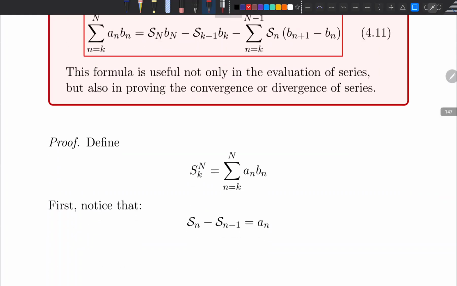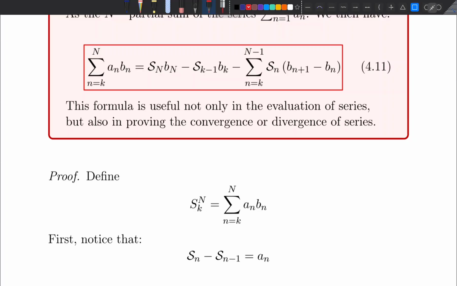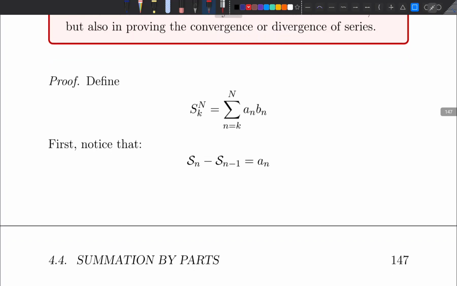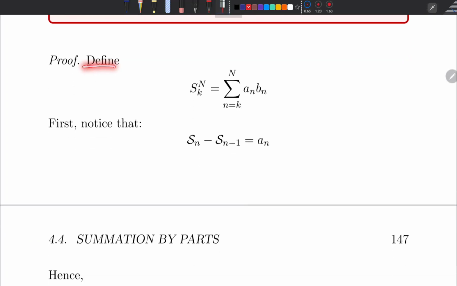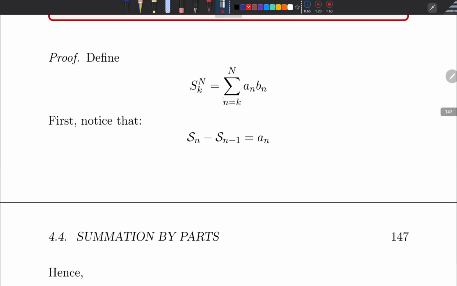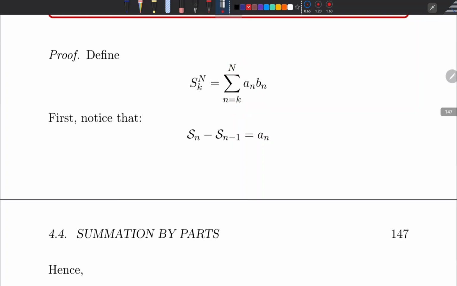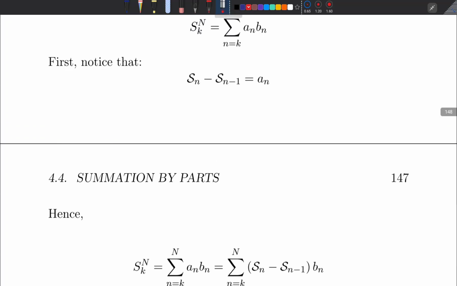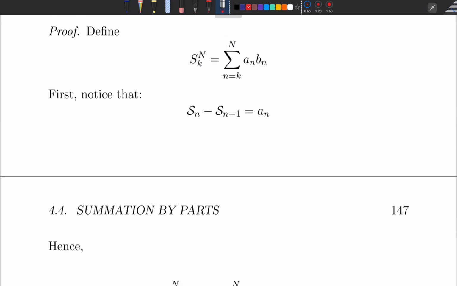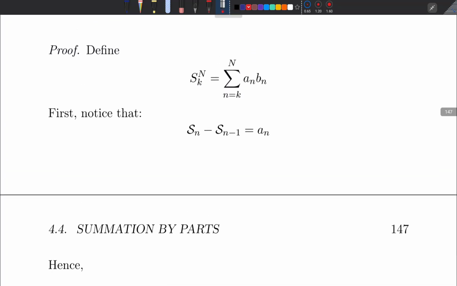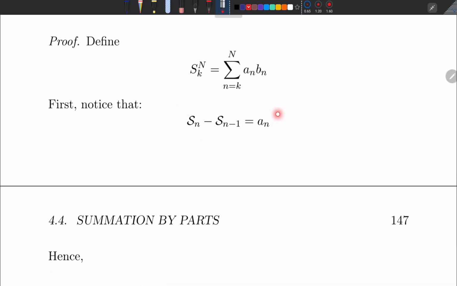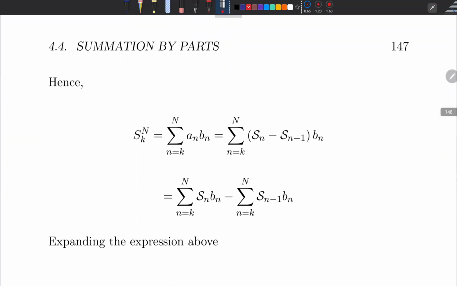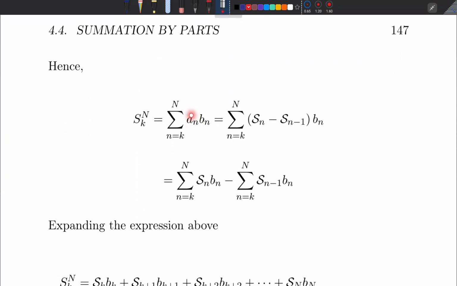Okay, let's just talk about the proof. I'm not sure, to be honest. We have s sub k to N as the sum from n equals k to capital N of a sub n times b sub n, right? Okay, and now, we know that. So your a sub n could be replaced with that.